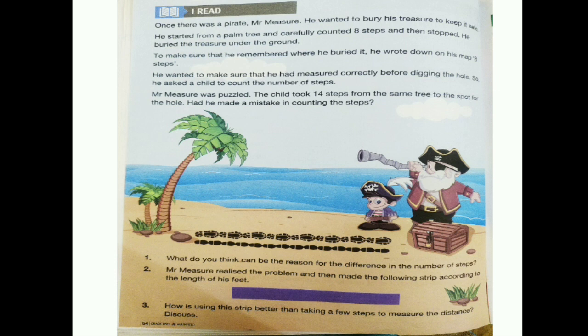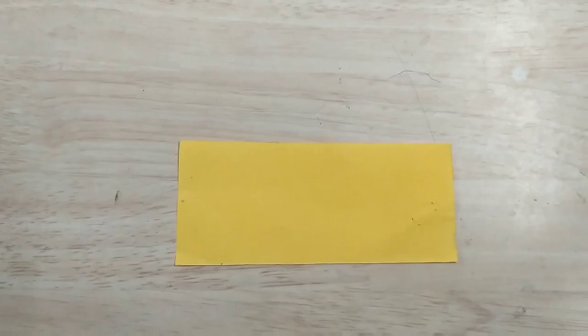Yes, children, there is a difference in the number of steps because the child's step is small as compared to Mr. Maser's step. Next question, Mr. Maser realized the problem and then made the following strip according to the length of his feet. He is using the strip, which is better than taking steps to measure the distance. Yes, it is the easy way he made the strip.